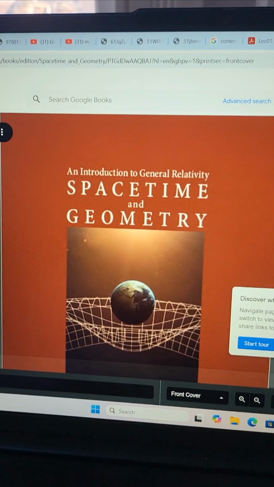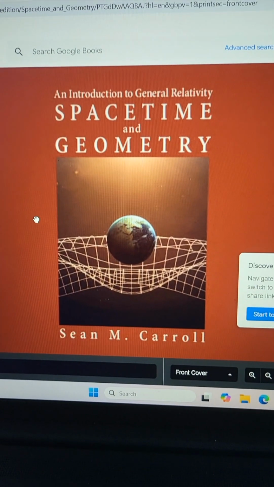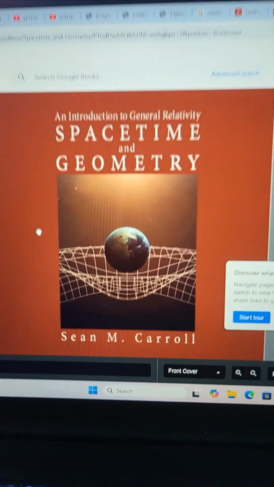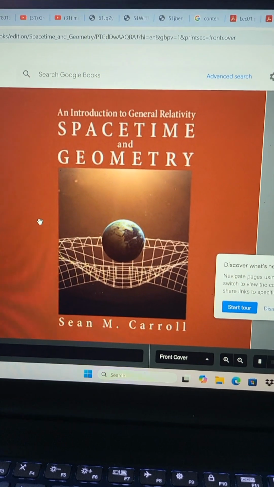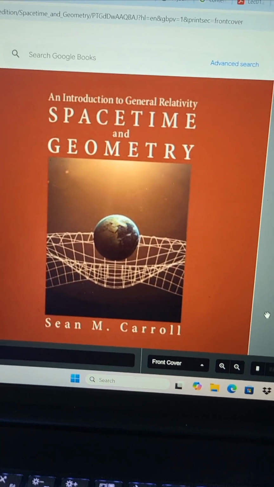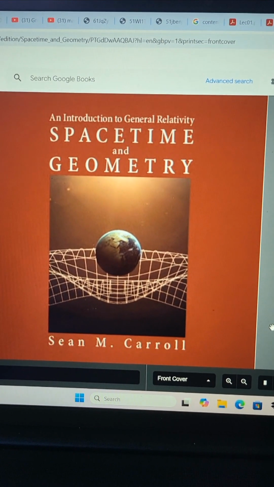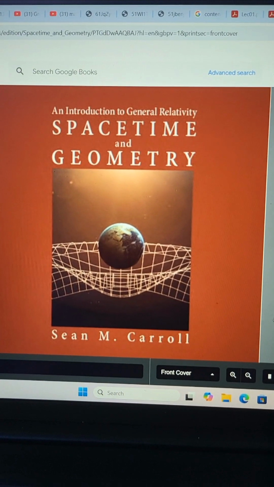This textbook here. So this textbook, An Introduction to General Relativity, Spacetime, and Geometry by Sean M. Carroll. I'd recommend this textbook for just an intuitive grasp of differential geometry and why it's important. Specifically, I would recommend Chapter 3 of this textbook, and do not use this as a sole resource for studying differential geometry.